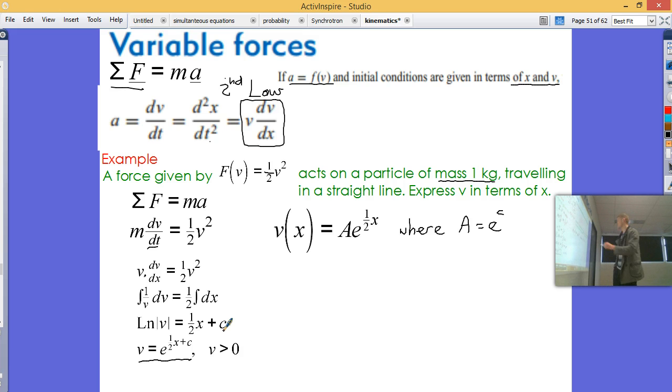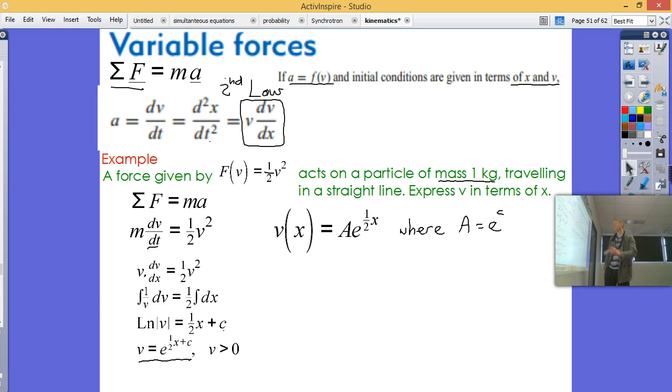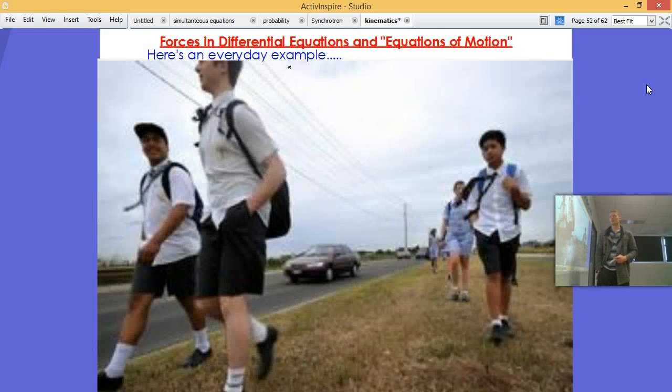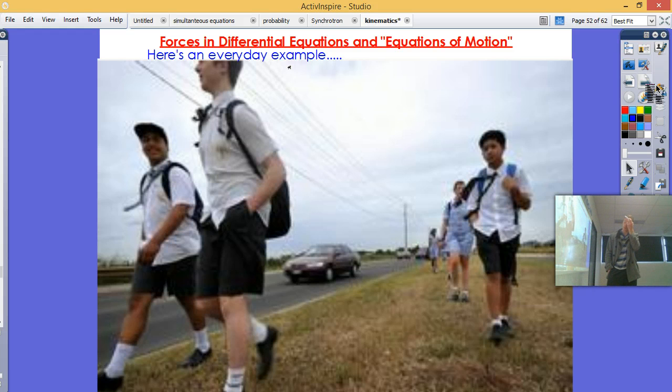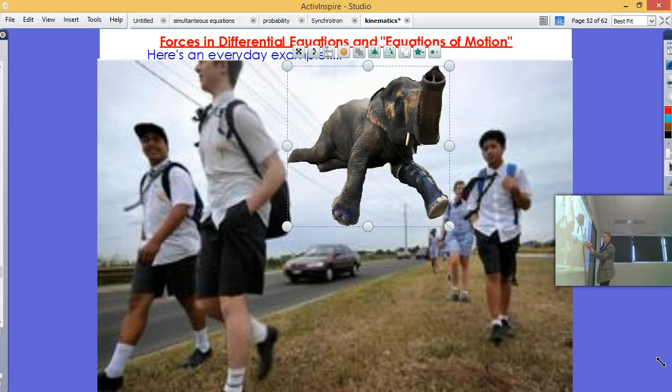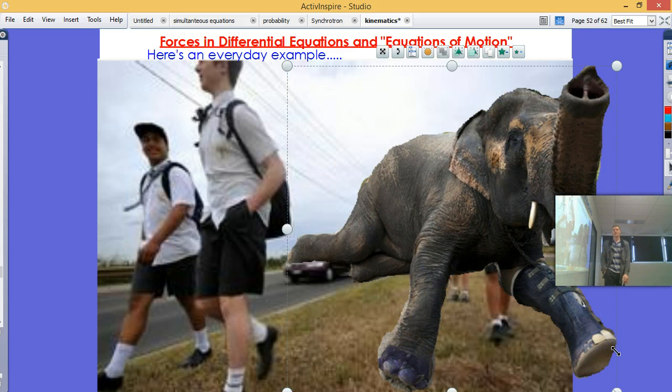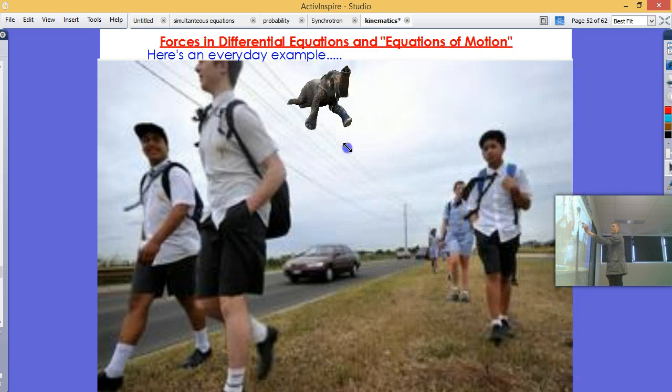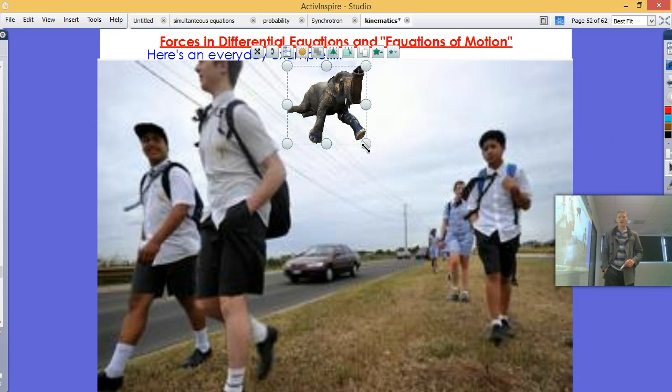So let's look at an everyday example. Imagine you guys, you're walking down the street. It's a nice casual day in Tarneit, and you're trying to get home, and then all of a sudden something falls from the sky and it's going to squash poor Wesley. In trouble. Dear me, what's happened to poor Wesley? What are we going to do about that? Well, Mr. Elephant here, bit of a falling out of the sky routine.